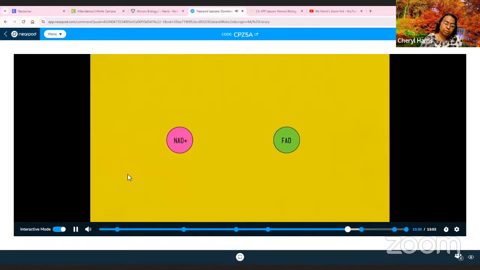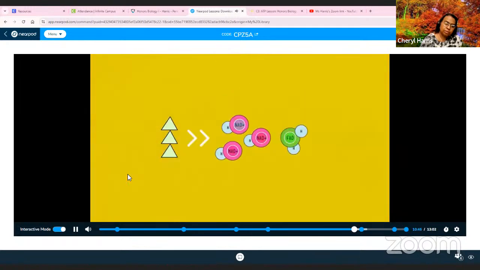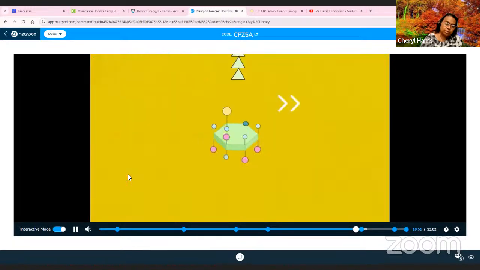FADs are like big, awkward factors. Pick up hydrogen, which charges them up. The addition of hydrogen turns them into FADH. Right there. Since each glucose has been broken down.